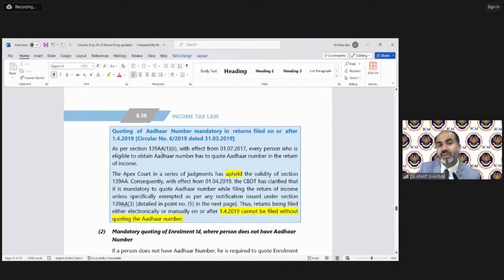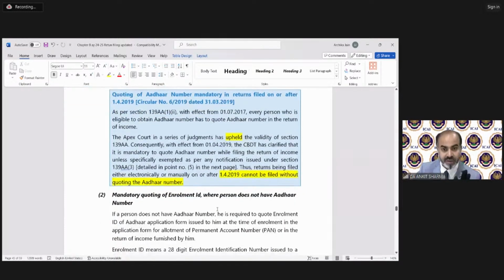As per section 139AA, the apex court, that means the Supreme Court, in a series of judgments has upheld the validity of section 139AA. Consequently, with effect from 1st April 2019, the CBDT has clarified that it is mandatory to quote the Aadhaar number when filing the return of income. So from 1st April 2019, we cannot file our return without the Aadhaar number.